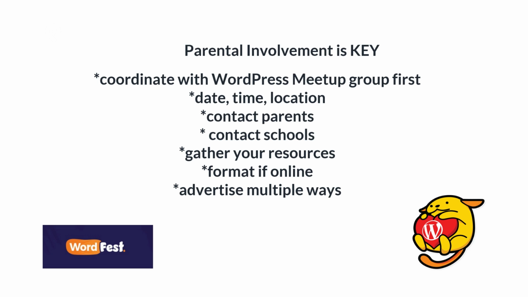Figure out the date, time and location of the adult meetup, so you can coordinate the adult meetup with the kids meetup as well. Contact the parents. Aida and I, when we started, made sure we contacted the parents that were involved in our community, so that they knew here's something that their children can be a part of. And as Aida said, we're right next door, and they can come in and sit and watch and participate. But that communication is very important.